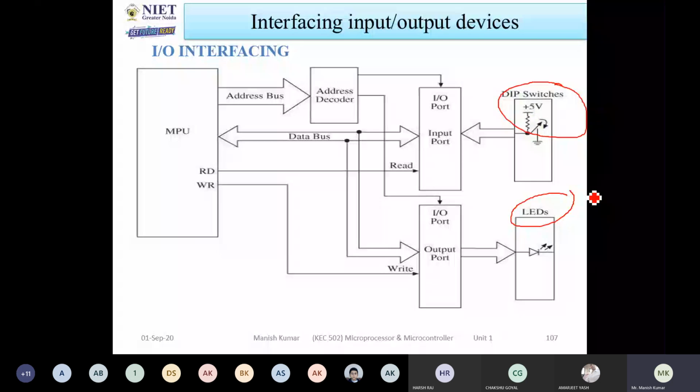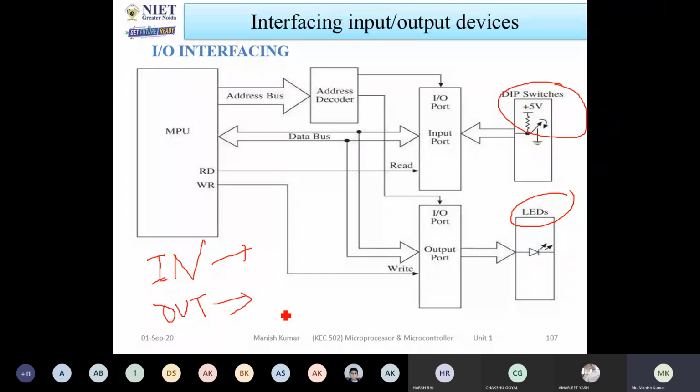Before interfacing that, you have to know there are two instructions. One is called the IN instruction and one is called the OUT instruction. When I am teaching the instruction set, I will tell you in detail what is the use of these instructions. Okay. Now the IN instruction is used for the input devices and the OUT instruction is used for the output devices. Whenever you want to access any device, you have to find out the address of that particular device.